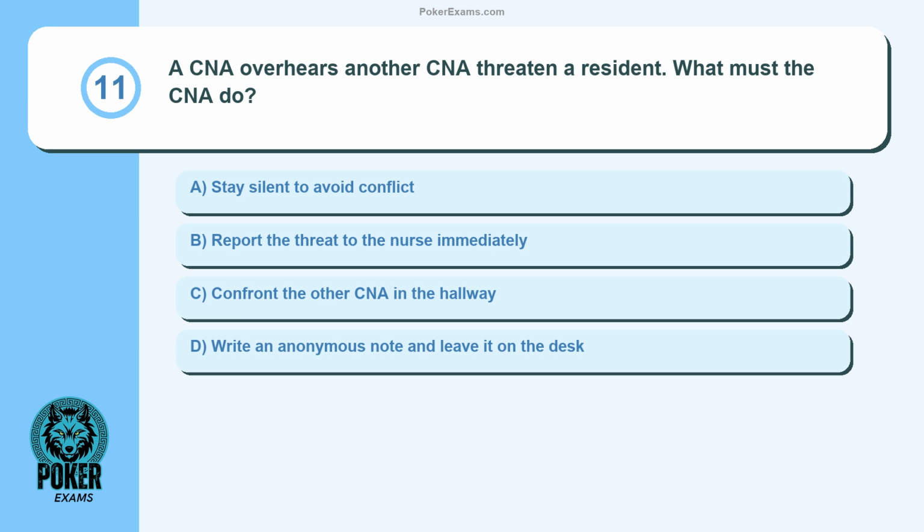Question 11. A CNA overhears another CNA threaten a resident. What must the CNA do? Stay silent to avoid conflict. Report the threat to the nurse immediately. Confront the other CNA in the hallway. Write an anonymous note and leave it on the desk.